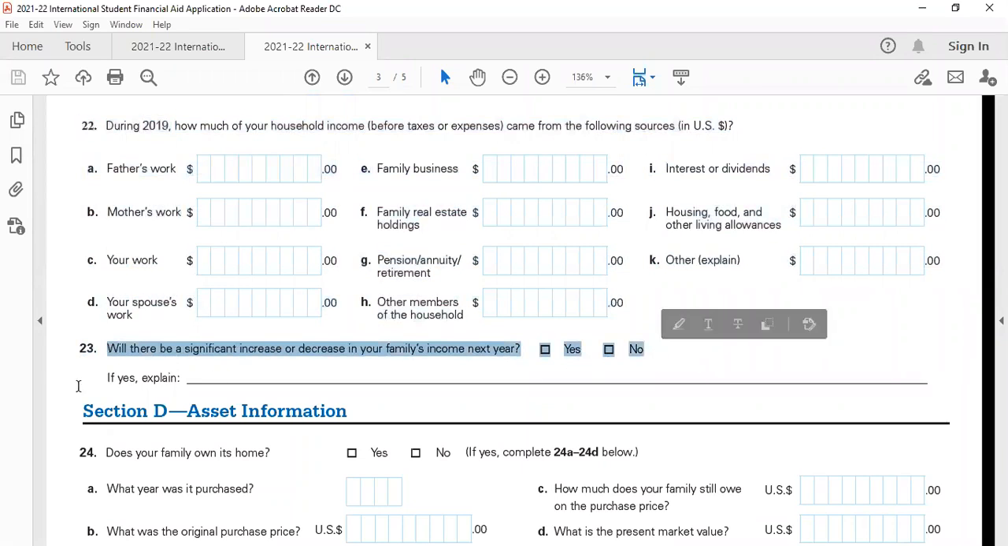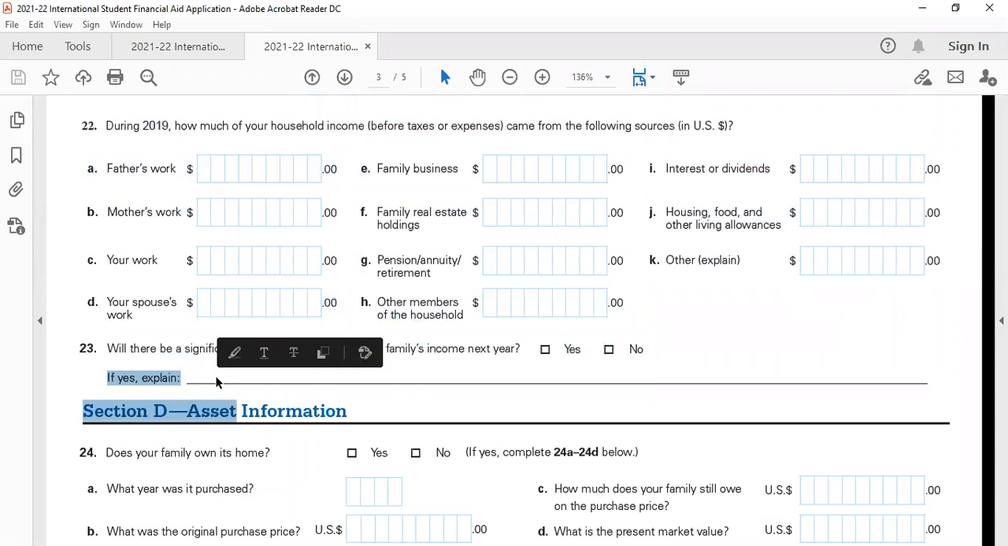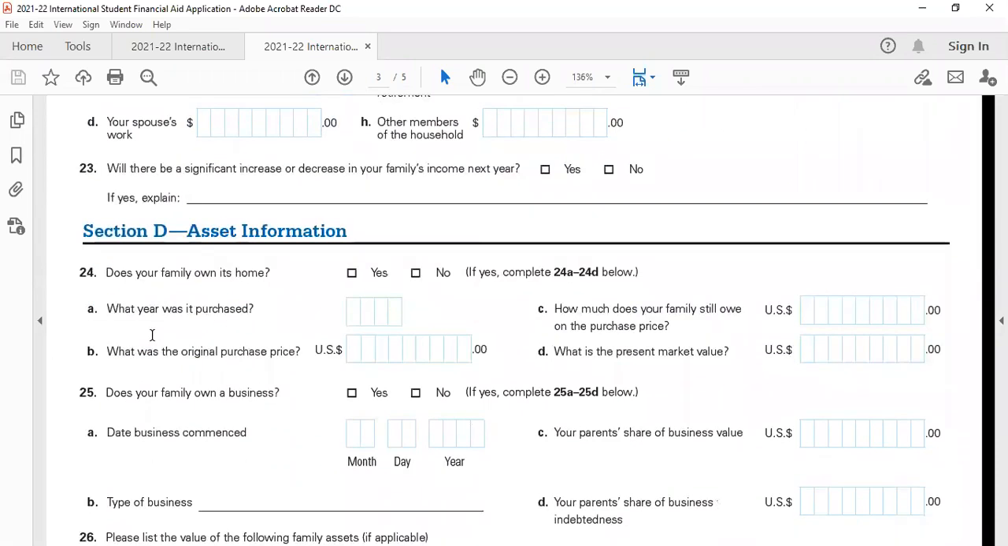Will there be a significant increase or decrease in the family income next year? So of course, you need to mention if in the upcoming cycle you expect that this amount is going to increase or decrease significantly for any reason, maybe a loss of job or treatment of any disease of a family member, something like that.